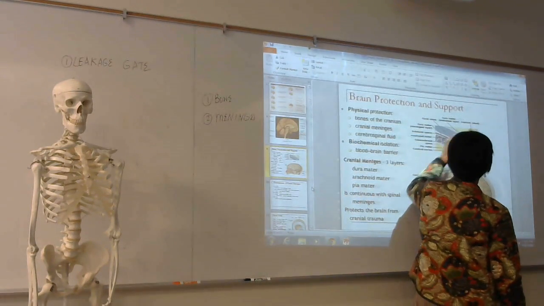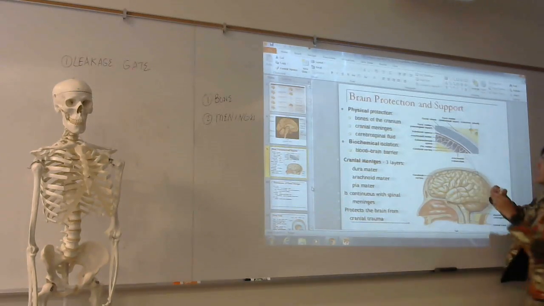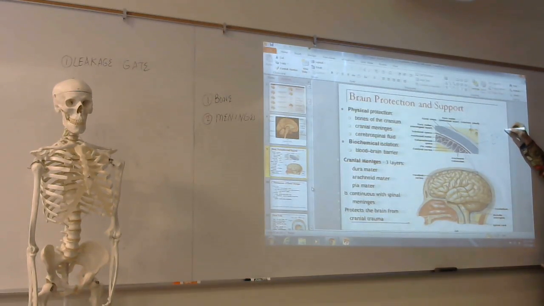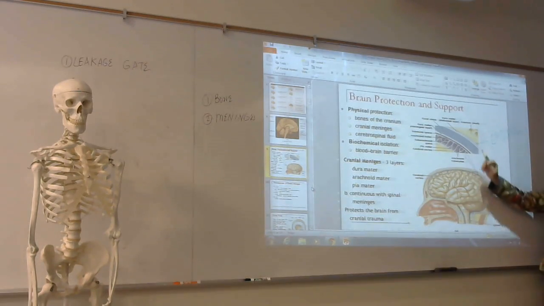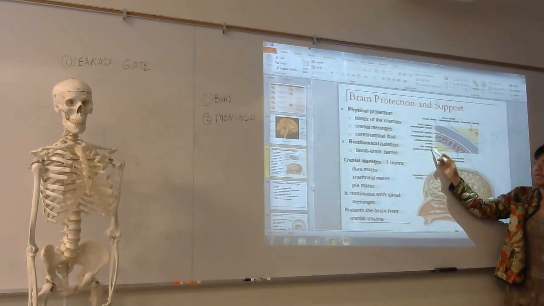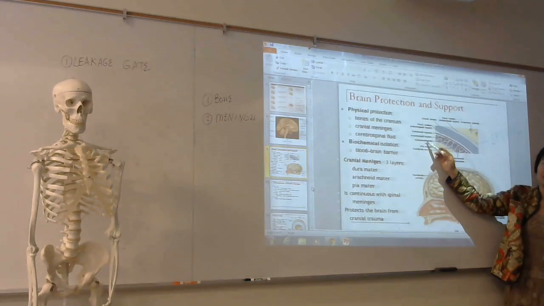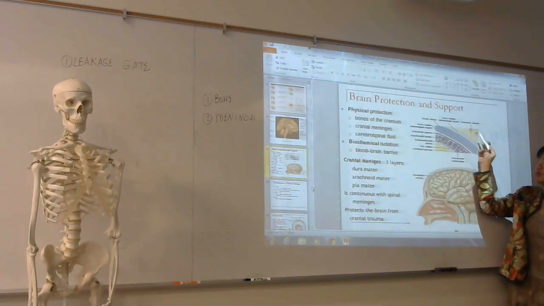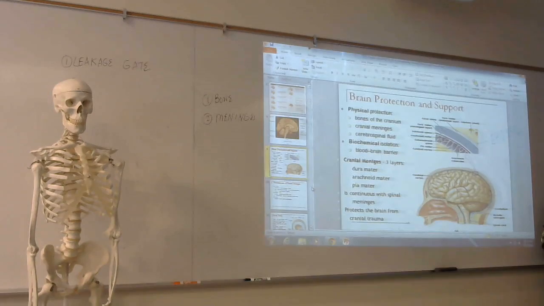You need to know that there are spaces between the layers. Between the dura and the bone is called your epidural space. Between the dura and the arachnoid is called the subdural space. Then between the arachnoid and the pia mater, you call that the subarachnoid space. See? Subdural is under the dura, subarachnoid is under the arachnoid. Then there's your epidural space, above the dura. So when you do epidural anesthesia, that's where you're introducing it.